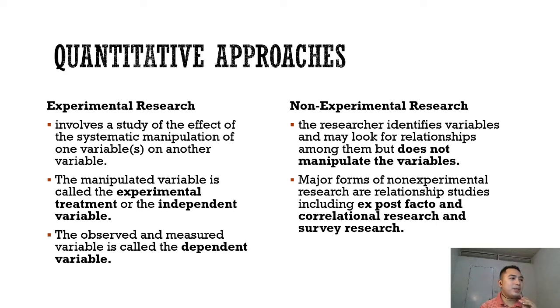So basically, in experimental design, as I said earlier, you manipulate one variable on another variable. The manipulated variable we call the experimental treatment, or the independent variable, whatever data we took. And then the observed and measured variable is called the dependent variable.